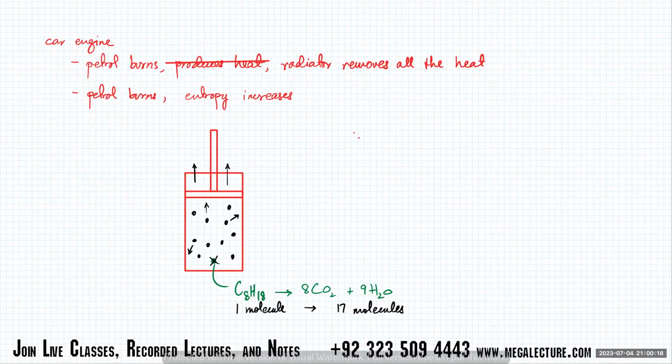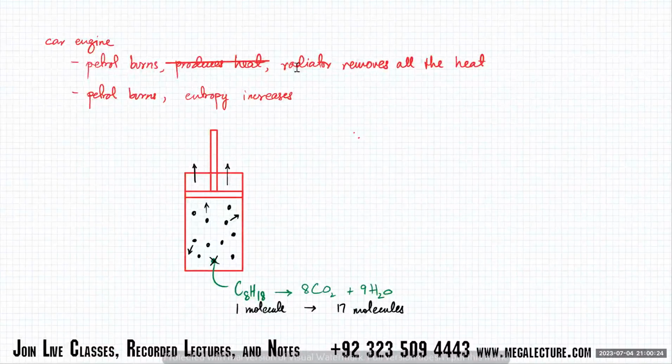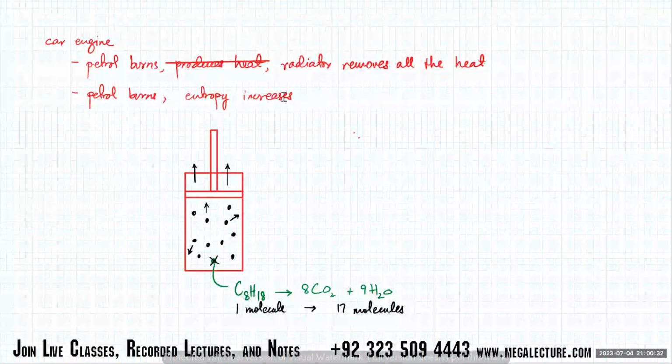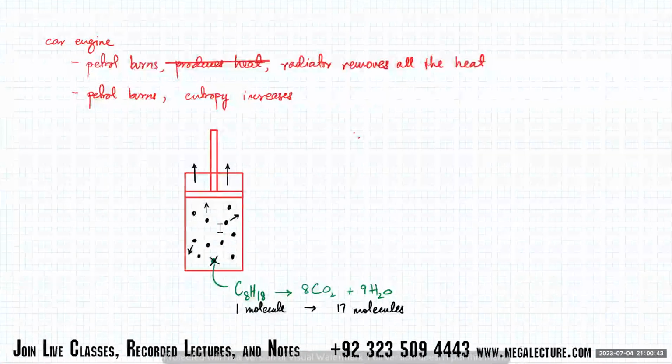So the heat energy that it was producing is completely useless. You don't need that. It would have been really good if it had produced no heat at all. So this is what's happening over here: when you burn petrol, the entropy or the disorder increases in the car engine, which helps to move the pistons. So is this idea clear why entropy is important? Is this clear?